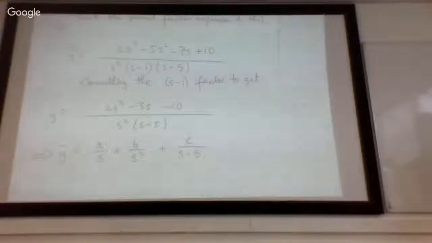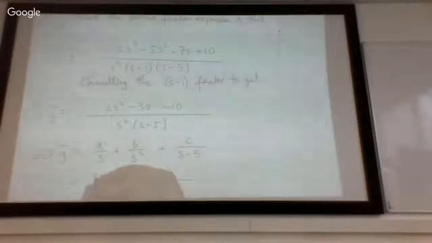Okay, any other points to clarify? Okay, so that's our setup for the partial fraction expansion. We can do this by hand fairly easily, we shouldn't need a computer. So you multiply it all together again.